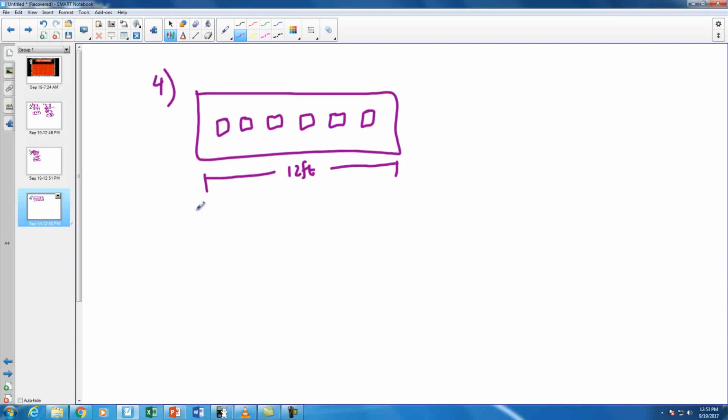It says with the same size gaps between the posters and on the edges of the wall. So that means we want all of these gaps here to be the same size. All of them, including the edges here. So we don't know how big that is. We're going to call that X. However big that gap should be, we want it to be the same the whole way.